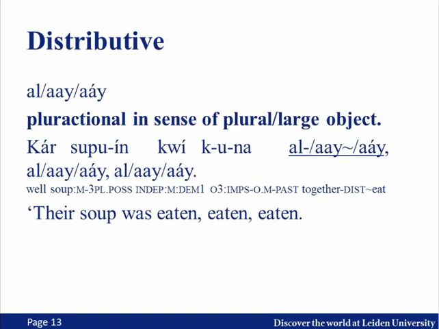There is a third formation that I won't say too much about. I will dub it the distributive, and it is formed by the reduplication of the initial consonant or the initial syllable. So here, al-ai-ai, it has a directional sense in this example: the supu that they were eating there was a lot of soup and they ate all of it, because the two boys that are eating this were absolutely at their ends and very hungry.